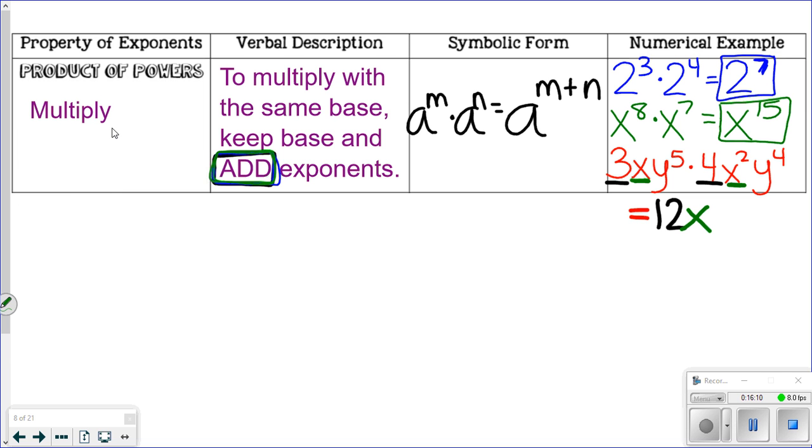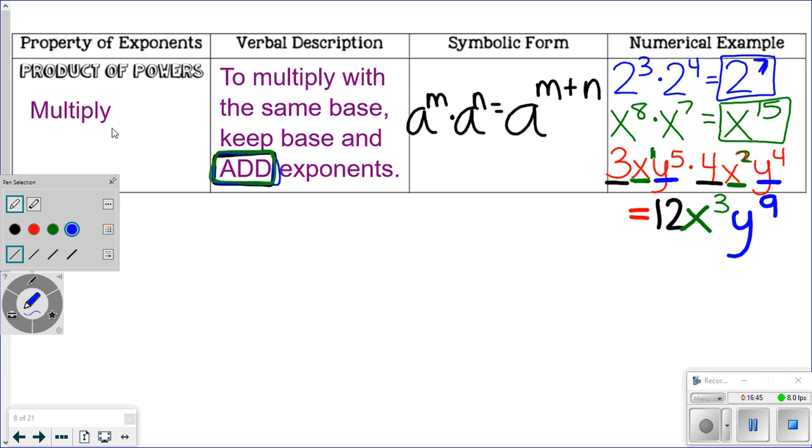If there's not an exponent here, what do you think it is? We assume it's a 1. So I have x, 1 plus 2. So that would be 3. And let's move on to the next base. I'm going to multiply, but my rule says when I multiply, I actually add the exponents. So 5 plus 4 gives me 9. So 12x cubed y to the 9th power is our final answer here.